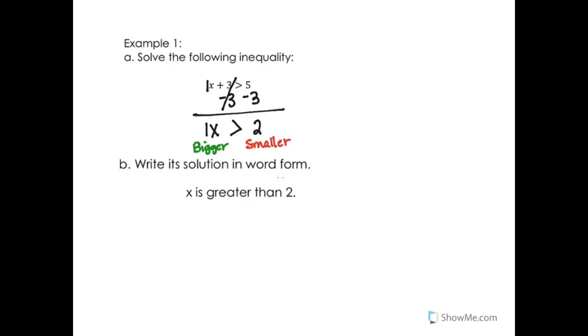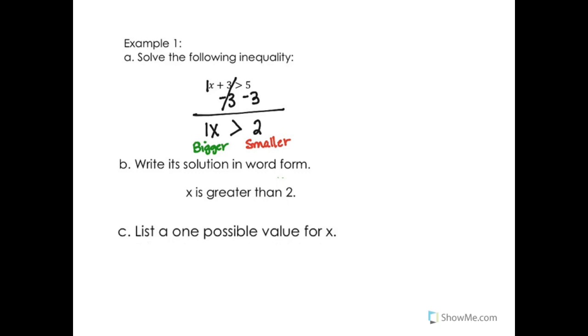Remember, the words that you want to use are either less than, greater than, less than or equal to, or greater than or equal to. So here the x is on the bigger side, which means x is greater than the number on the other side, which is 2. So x is greater than 2.